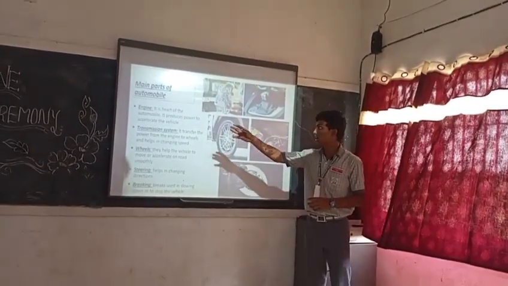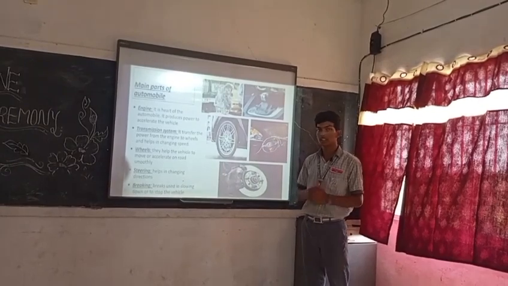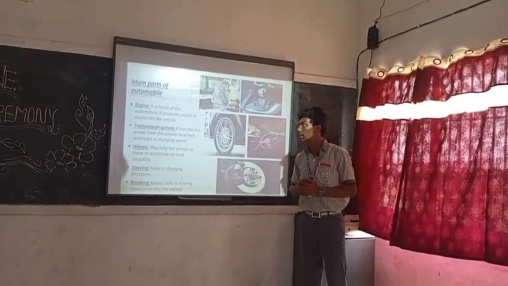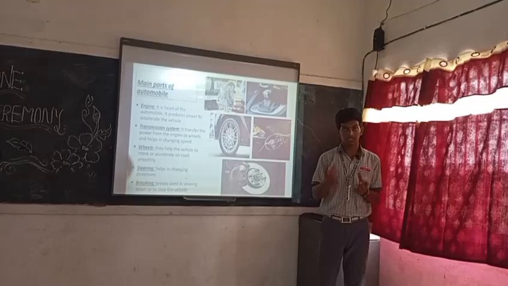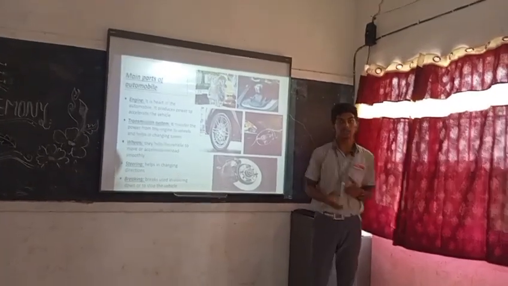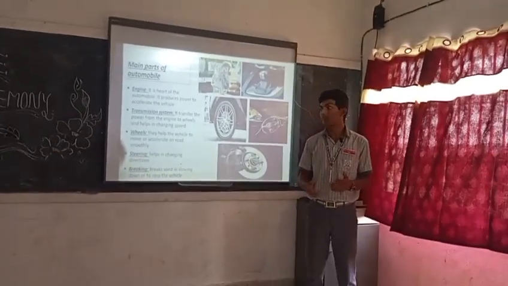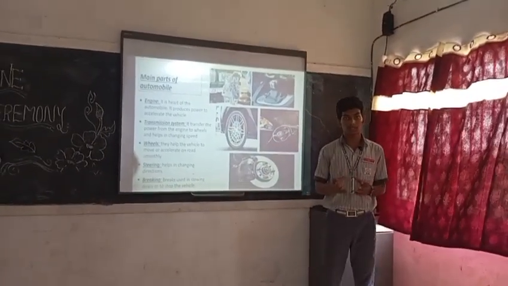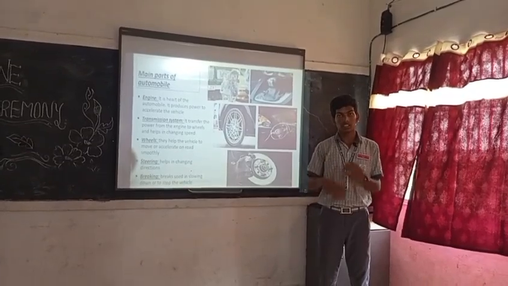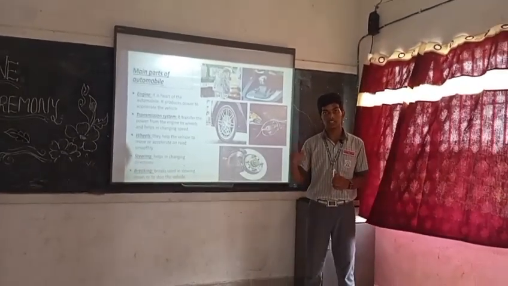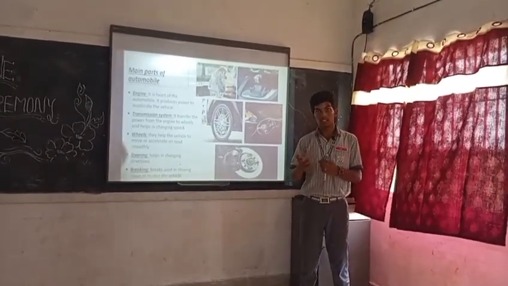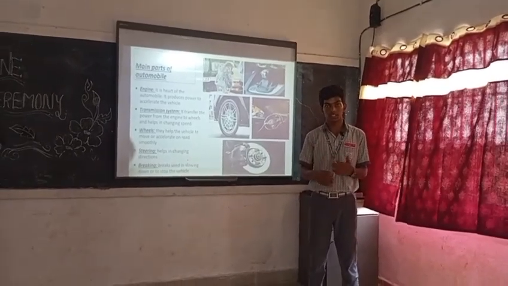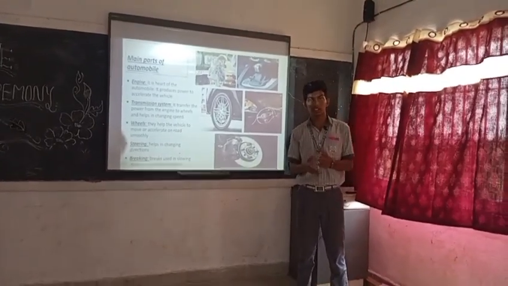Next, about the main parts of an automobile. First, the engine. It is the heart of the automobile, which gives energy to run the vehicle. Next, the transmission system. It transfers the power from the engine. The power comes from the engine, which helps the vehicle to rotate and to change its speed.